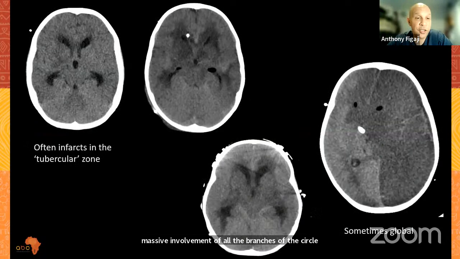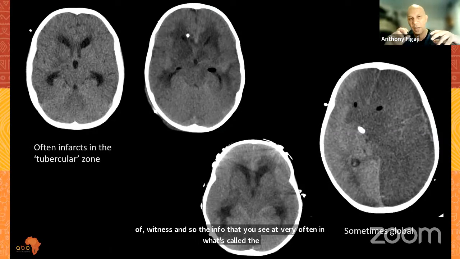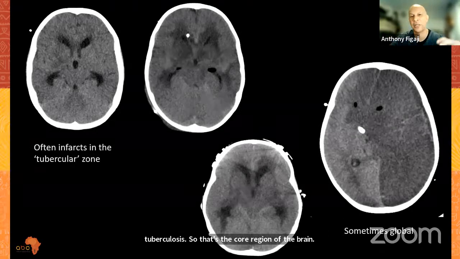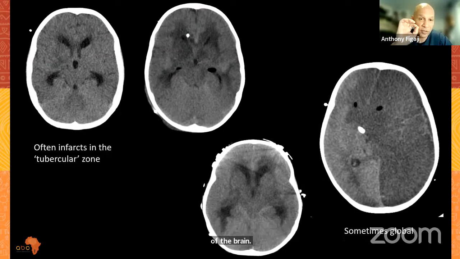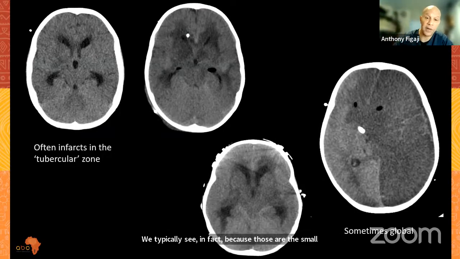And so the infarcts that you see are very often in what's called the tubercular zone. So that's the core region of the brain, the diencephalon, the thalamus, the basal ganglia, the internal capsule, and the midbrain. So that's the core region of the brain where we typically see infarcts, because those are the small vessels coming off the circle of Willis. But then very occasionally you get large vascular territory and sometimes global hyperdensity as well.